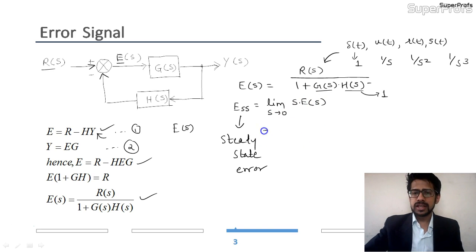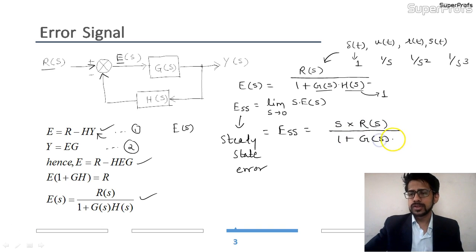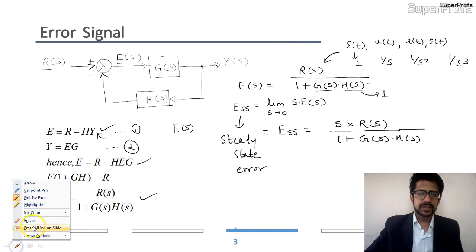So ESS is nothing but s into r of s upon 1 plus g of s h of s. You will be given the value of h of s into g of s, or only the value of g of s, and it will be mentioned that the value of h of s is unity. So you will be able to find out the steady state error. Now let us take an example of such a system.